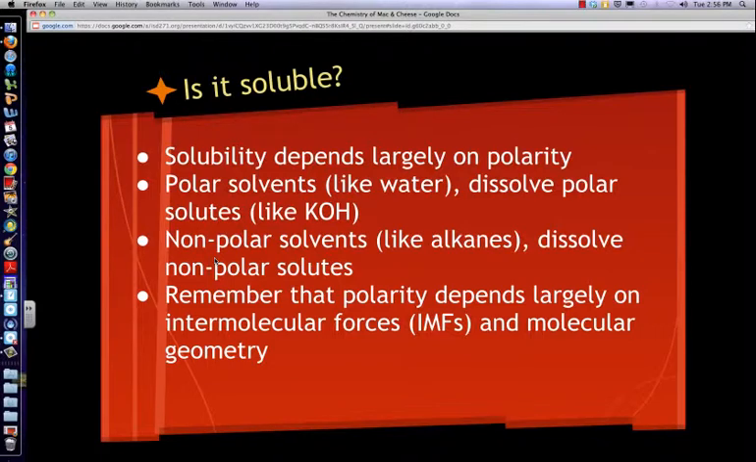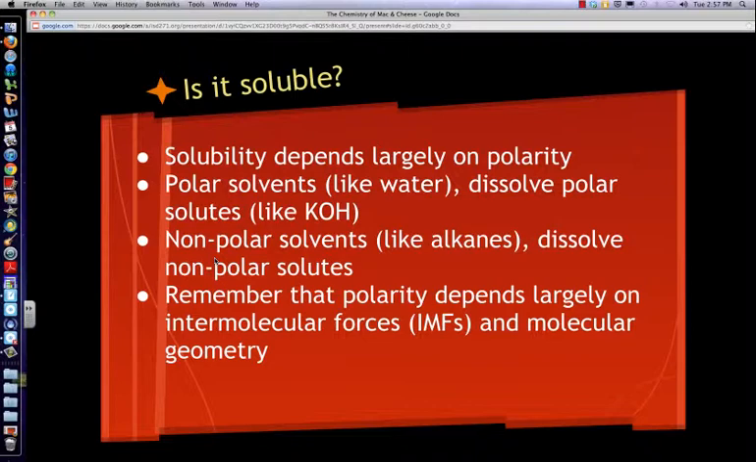The way that you determine solubility mainly revolves around the concept that like dissolves like. That pretty much means that polar solvents dissolve polar solutes and nonpolar solvents dissolve nonpolar solutes. For example, KOH is highly polar because it's an ionic bond, and we know that the water molecule is also polar, so we can determine that KOH dissolves pretty easily in water. However, nonpolar substances like alkanes don't dissolve in water very well.